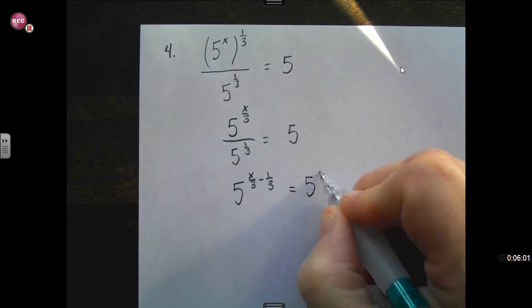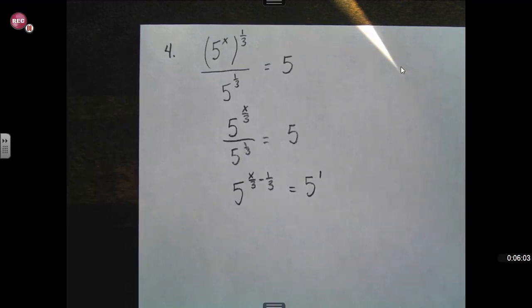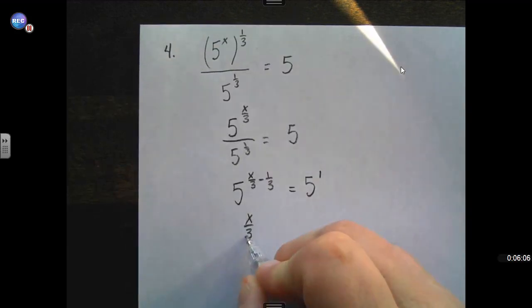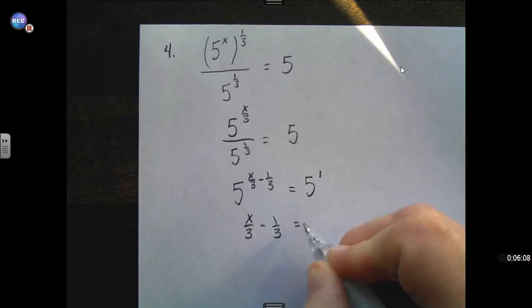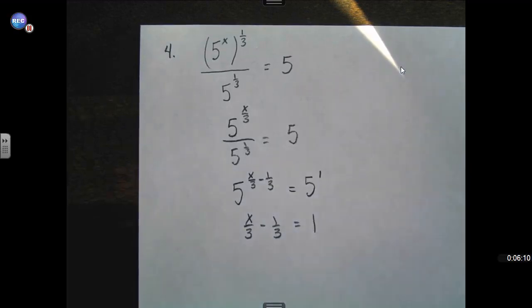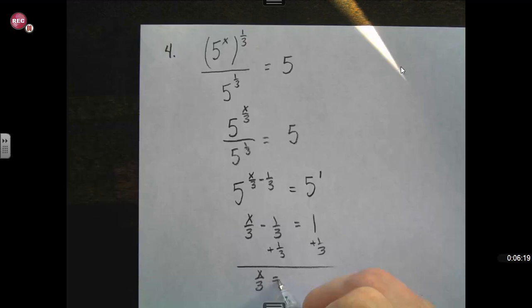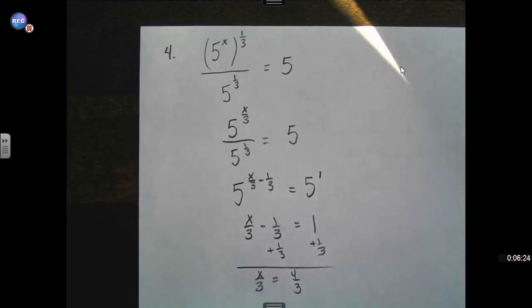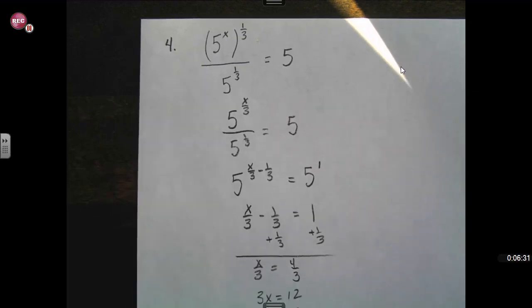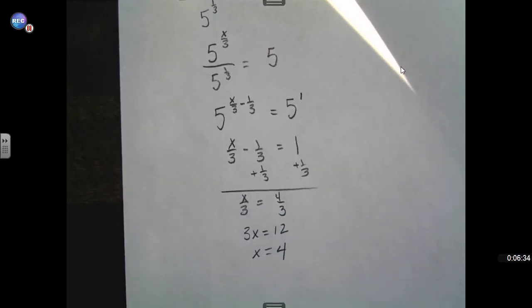And the exponent over here is 1 because it's not written. So x over 3 minus 1/3 equals 1. And I would probably add 1/3 to both sides and get x over 3 equals 4/3. And then if I cross multiply, 3x equals 12, x is 4. Dividing both sides by 3 there.